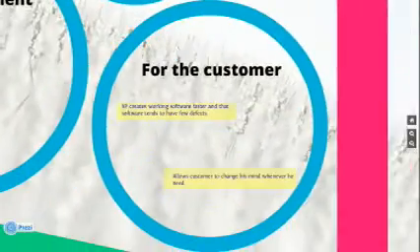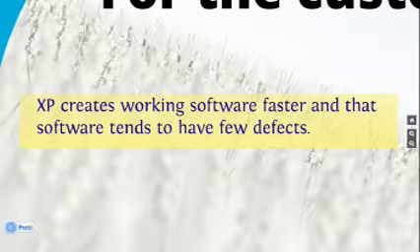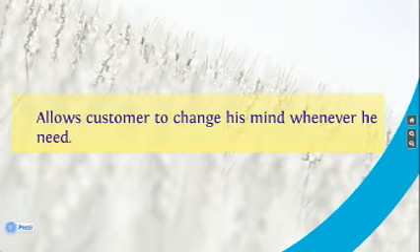For the customer, XP creates working software faster, and that software tends to have fewer defects because each line in the code is looked at by at least 2 people of the development team. It allows the customer to change his mind whenever he needs, with minimal cost and almost no complaint from the developers. It produces reliable estimates so customers can coordinate their schedule easier.